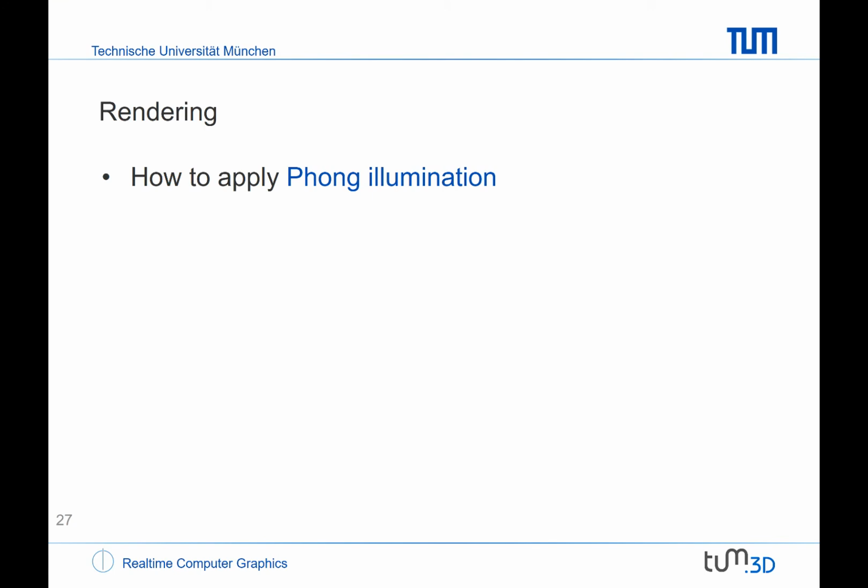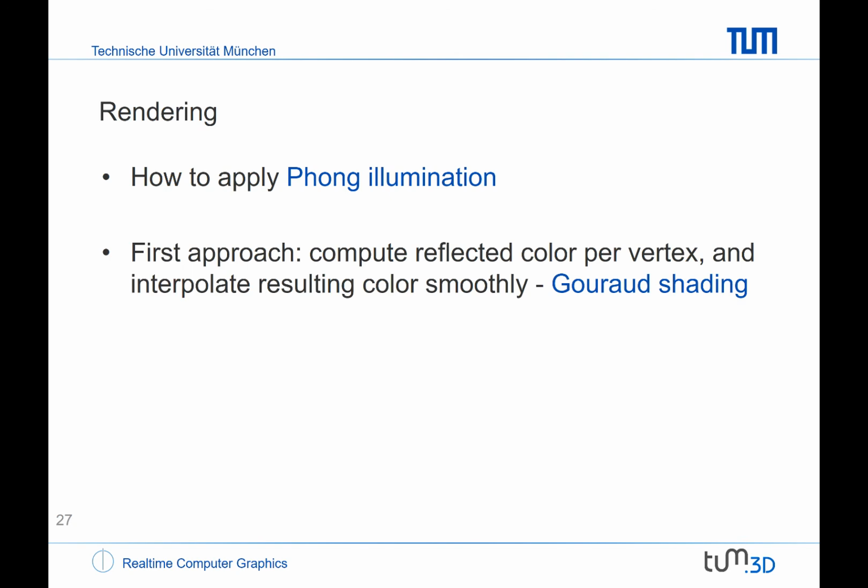So we have to briefly now talk about the different ways in which we can apply the Phong illumination. The first approach is that we just compute the reflected color by using the Phong illumination model, or the Phong lighting model, per vertex, and then we interpolate the resulting colors smoothly across the polygons. And that is what we call Gouraud shading.